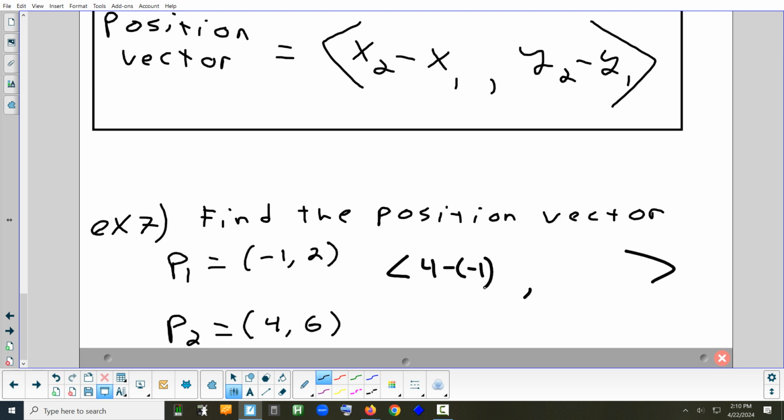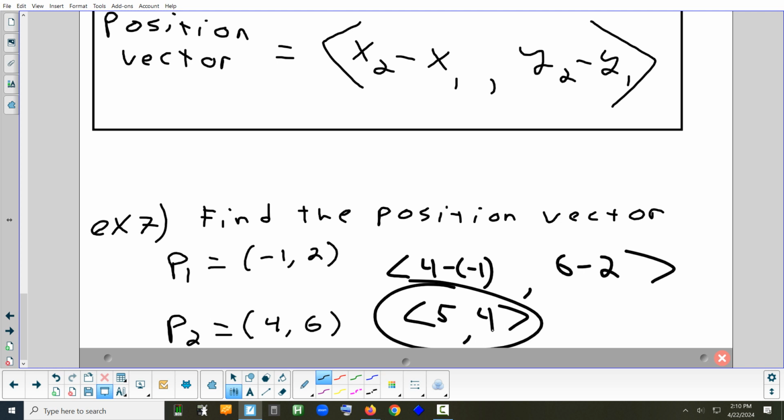And what about the vertical component? 6 minus 2. It has to be in that order. So what's your final answer going to be? It's going to be 5, 4. Yep. That's the vector that would start at the origin, and it would go right 5 and up 4. And that would be the position vector for those points, if you started it at the origin.